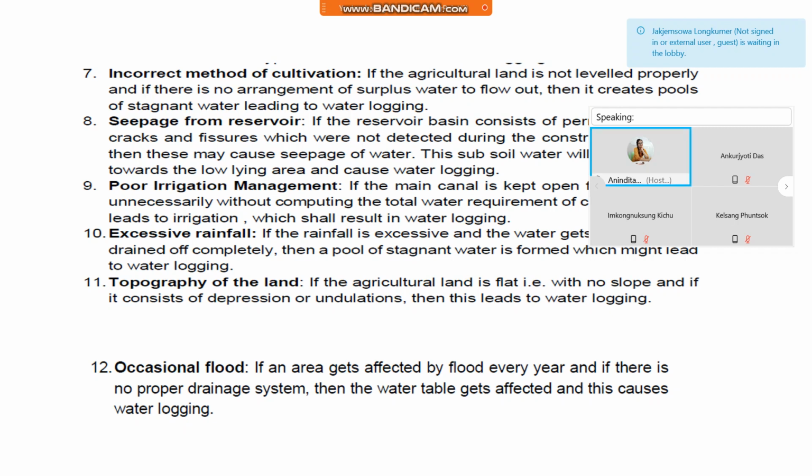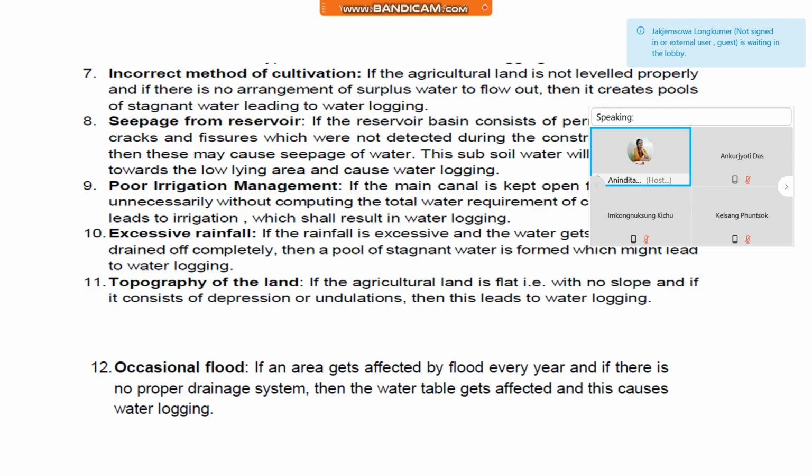Number 8, seepage from reservoir. If the reservoir basin consists of permeable zones, cracks and fissures which were not detected during the construction of them, then this may cause seepage of water. This subsoil water will move forward towards the low-lying area and cause waterlogging.